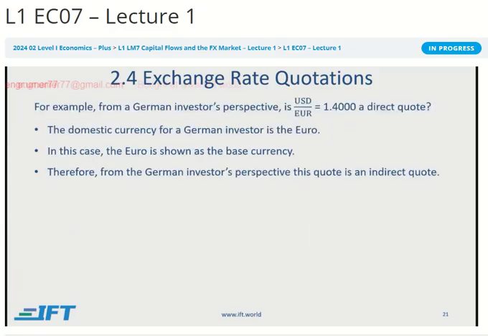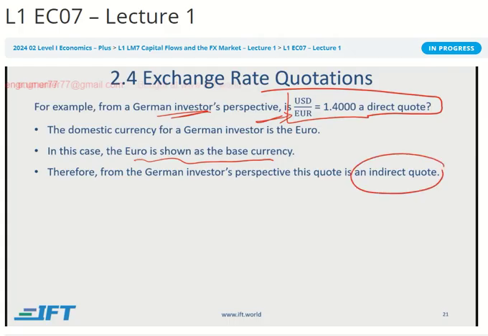So just to make sure that you've understood this properly, can you tell me, from a German investor's perspective, is this a direct quote? So is the euro in the price currency? No, the euro is in the base currency. Then for a German investor, this is going to be an indirect quote. If the German investor wants a quote, they will want euro to be in the price and dollar to be in the base. Whatever currency is in the base, the price should be their currency. Only then it will be a direct quote.